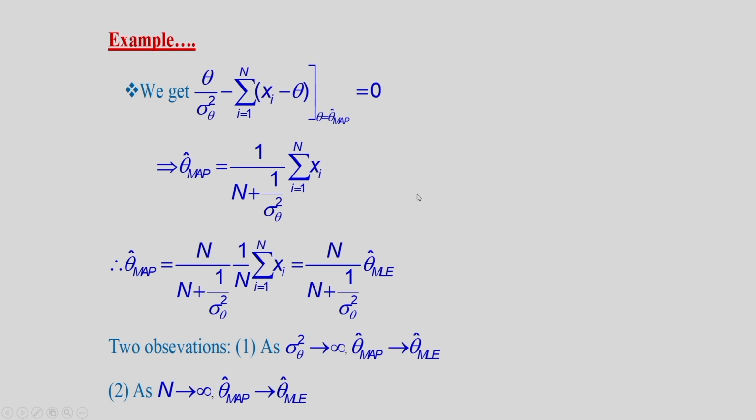Now, next is if the number of data points is large. So, as n tends to infinity, in that case this ratio will approach 1, therefore, theta hat MAP will again approach theta hat MLE. So, as n becomes large, theta hat MAP will tend to theta hat MLE, and as sigma theta square becomes large, then also theta hat MAP will tend to theta hat MLE.